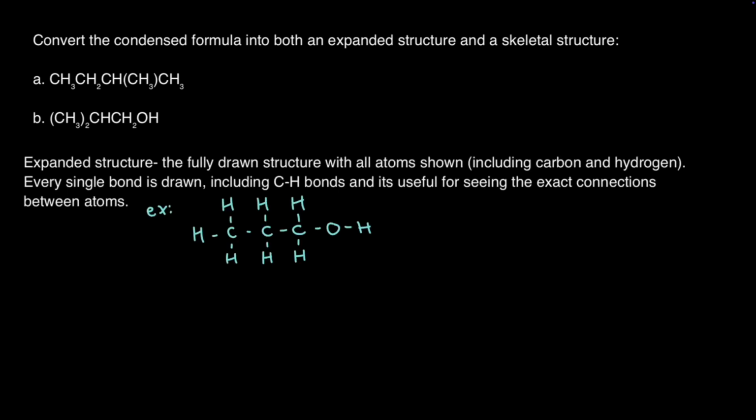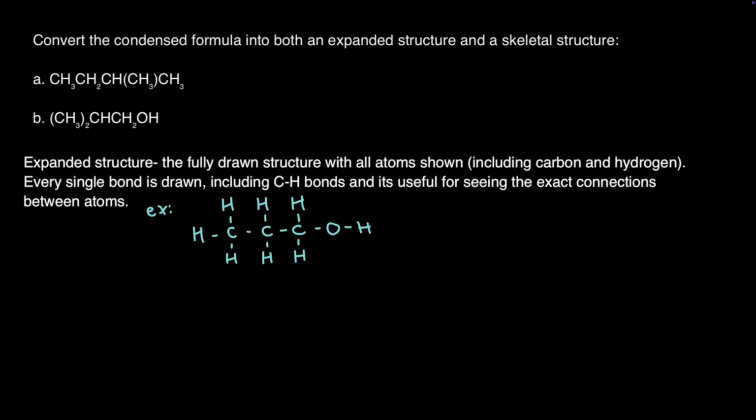For number 2, we are going to convert the condensed formula into both an expanded structure and a skeletal structure. An expanded structure is the fully drawn structure with all atoms shown, including carbon and hydrogen. Every single bond is drawn, including CH bonds, and it's useful for seeing the exact connections between atoms.